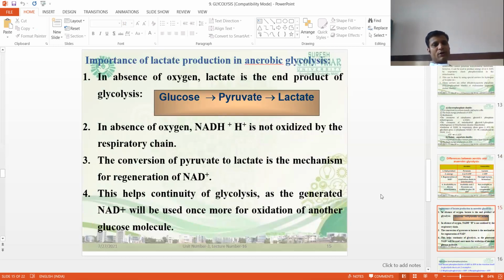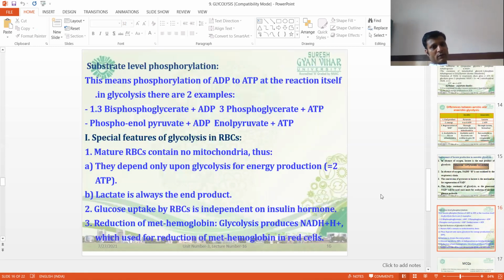The importance of lactate production in anaerobic glycolysis is that in the absence of oxygen, lactate is the end product of glycolysis. The glucose gets converted to pyruvate and the pyruvate gets converted to lactate, because it is the end product of glucose when it is oxidized in the absence of oxygen. In the absence of oxygen, NADH is not oxidized by the respiratory chain. Conversion of pyruvate to lactate is a mechanism for the regeneration of NAD plus. This helps continuity of glycolysis, as the generated NAD plus will be used once more for the oxidation of another glucose.